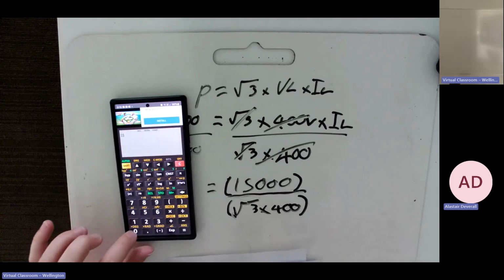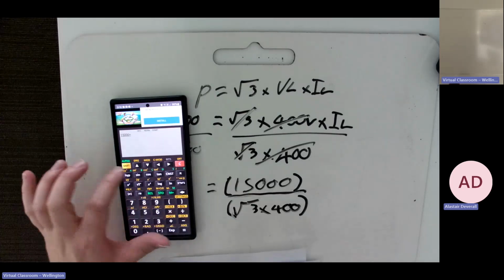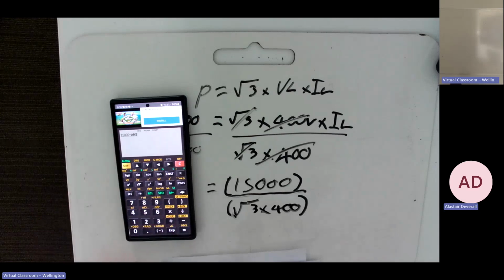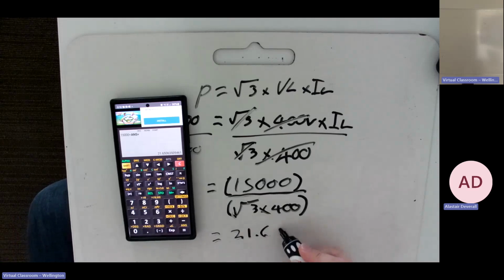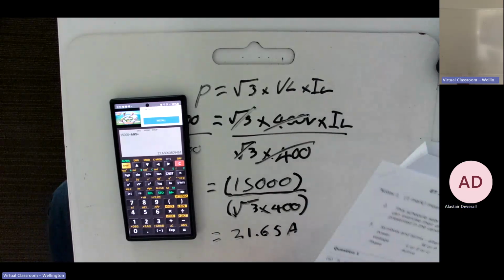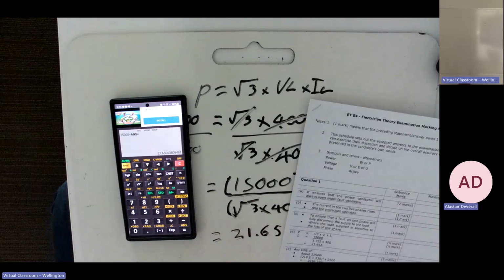Now we can go 15,000 and then divided by shift answer. So shift equals to get the answer button, and that will actually divide it by the value we had, meaning I didn't have to write down any values or do any rounding. So we get 21.65 amps. And if we look at our model answers, we get 21.65 amps.